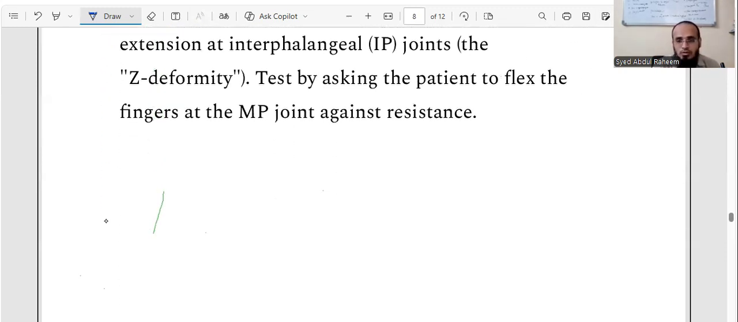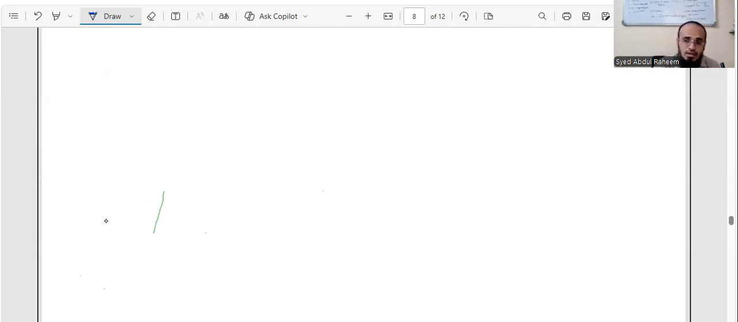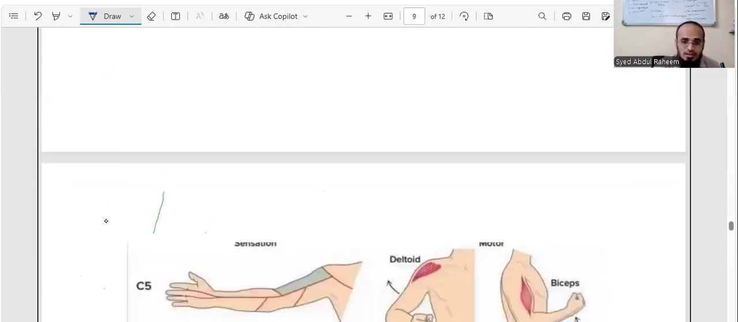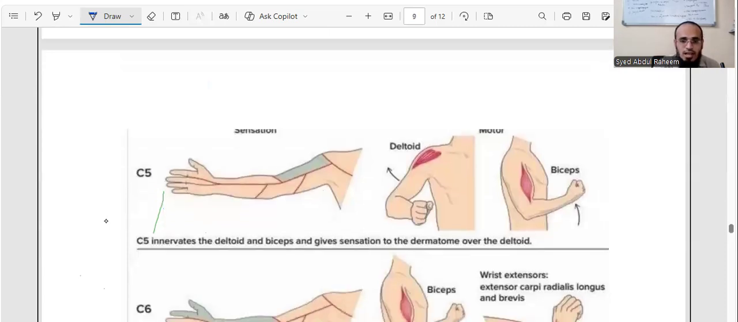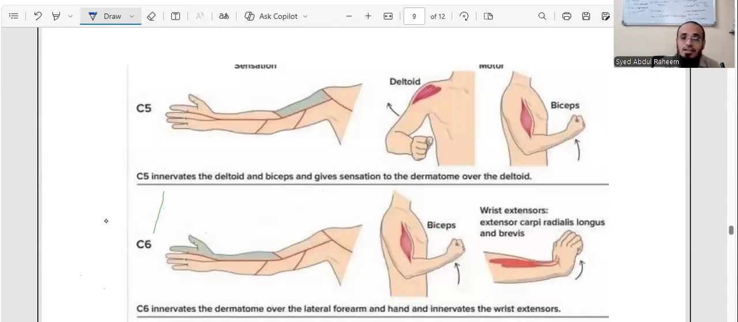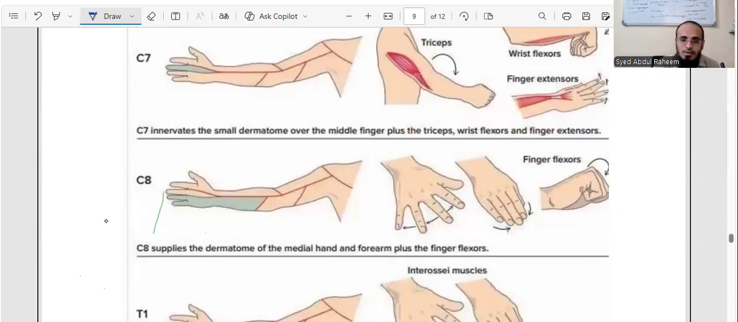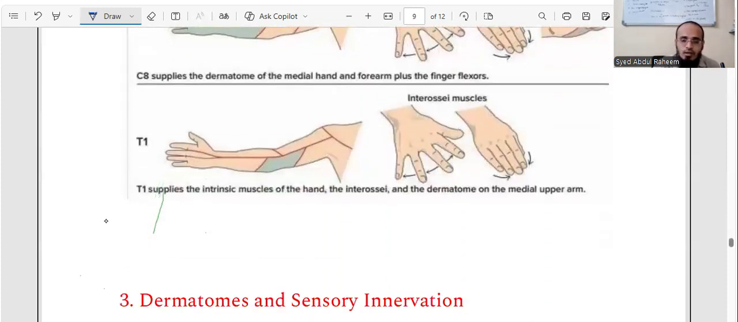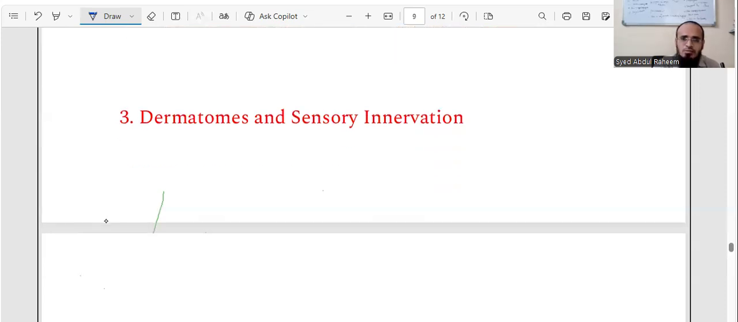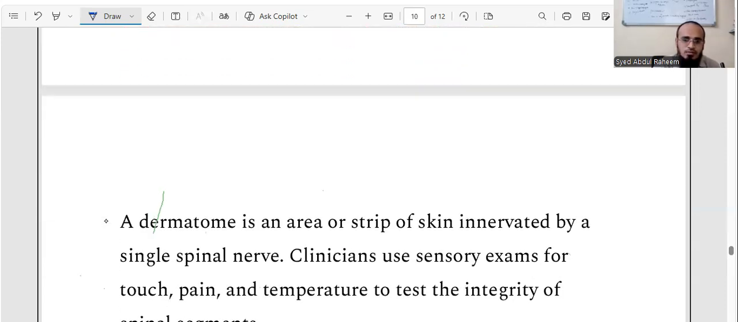Okay, so this is about the testing of the median, ulnar, and radial nerve. You can have the things related here. Whatever I explained is here in the diagram. You can go to the diagram also. Dermatome also I explained.